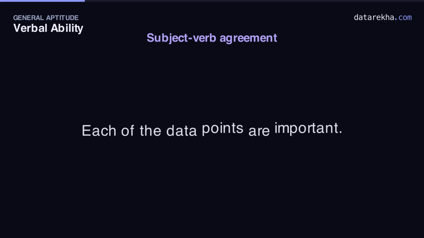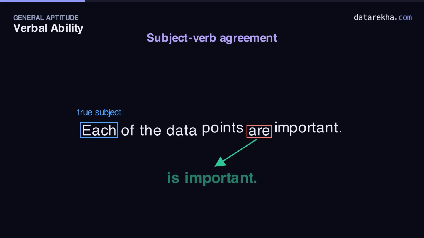Now the one from our email, each of the data points are important. The phrase of the data points pulls your ear toward points, plural. But the real subject is the word each, and each is always singular. Each one. So the verb should be is, not are. Each of the data points is important.